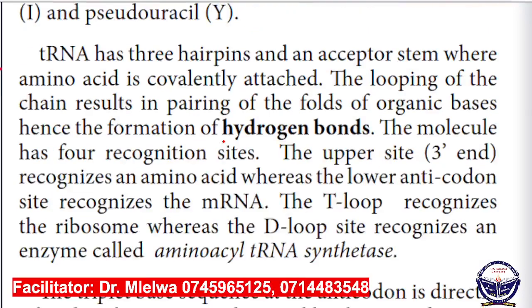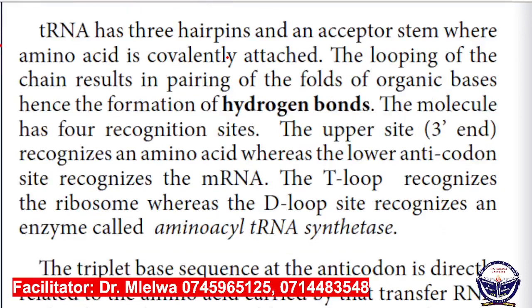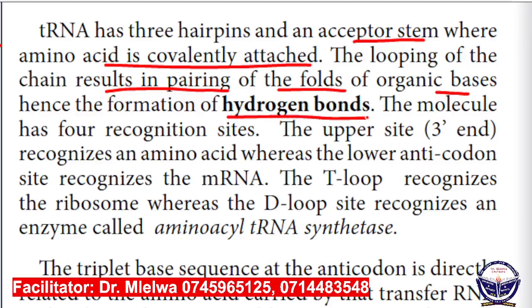Pseudouracil Y. Kwa hiyo, every amino acid has its own transfer RNA. We have 20 common amino acids. Also, there are transfer RNAs for each amino acid. Transfer RNA here has three hairpins, mikunjo mitatu, and an acceptor stem where amino acid is covalently attached. Kwa hiyo ina hairpin tatu pamoja na an acceptor stem. Hiyo tunaenda kuona katika structure. The looping of the chain results in the pairing of the folds of organic bases, hence the formation of hydrogen bonds. Kwa sababu gani? Kwa sababu kuna maeneo ambayo imejikunja hii transfer RNA.